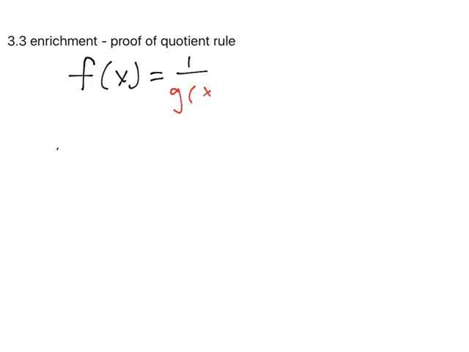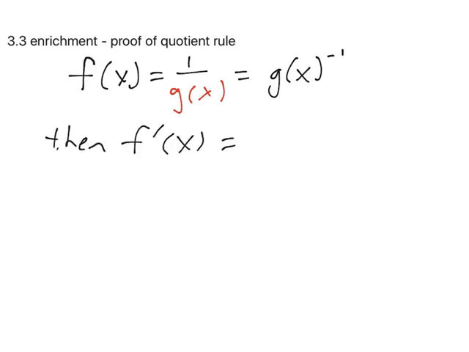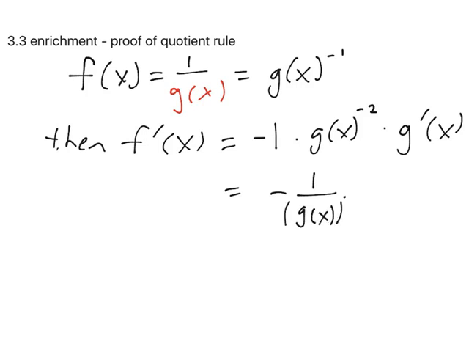Which is equal to g of x to the negative 1 power. Then the derivative of f of x is going to be, we're going to use the power rule again. That's just negative 1 times g of x to the negative 2 power times the derivative of g of x. We'll see why this is true later. To simplify this, that gives us negative 1 over g of x squared times g prime of x. So we'll be using this rule to help us prove the quotient rule.